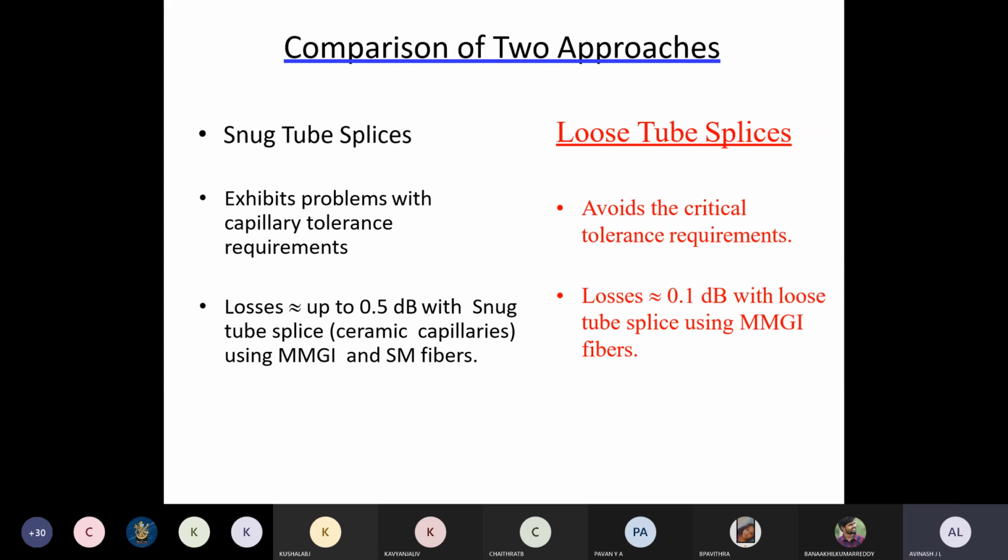The second thing is the losses. The losses are up to 0.5 dB with the snug tube splice, ceramic capillaries. But with the loose tube splices, losses will be only 0.1 dB. So when the loss is less, we can go for it. It has two advantages. The first is that it avoids the critical tolerance requirements. The second is that the losses will be very low, that is 0.1 dB. You can make a note of it.